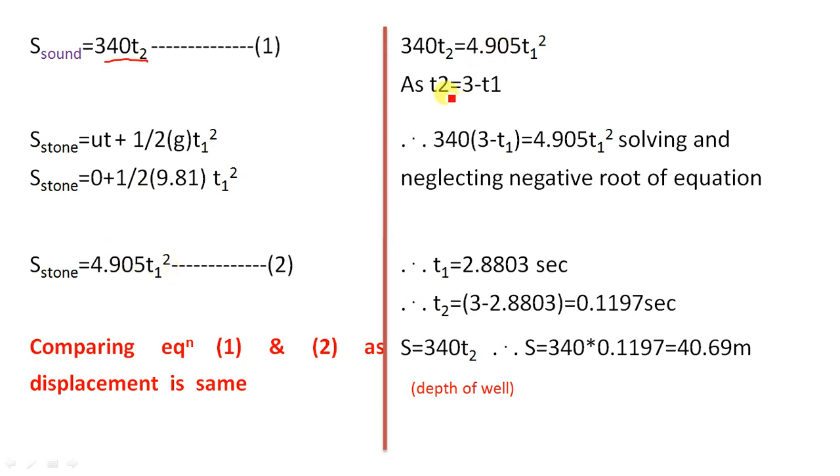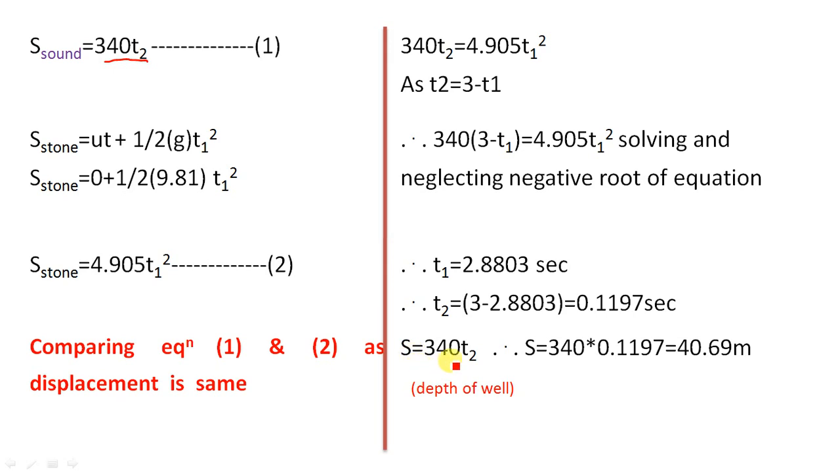Now substitute the value T2 is equal to 3 minus T1, that we have already derived in the first slide. That is T1 plus T2 is equal to 3. Therefore T2 is equal to 3 minus T1. Substitute that value in the above equation and solving that, you will get T1 as 2.8803, the time required for the stone to travel up to the water, and the time required for the sound to reach the observer is 3 minus 2.88, so that is 0.1197.